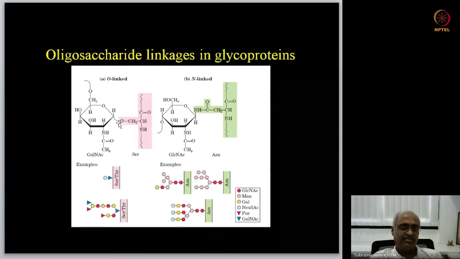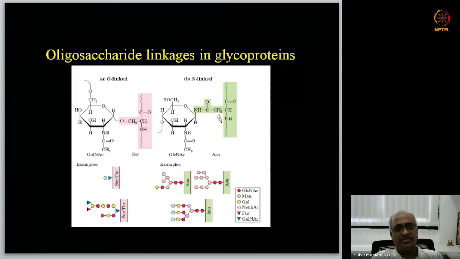On the other hand, N-linked ones have the amide group of the asparagine side chain. Asparagine has CH2, CONH2, and that is in linkage with the anomeric carbon. Here you have N-acetyl glucosamine. It need not be this particular carbohydrate moiety alone. It could be any, but the point is this is an N linkage via asparagine. Here it is O linkage via serine or threonine. These are the kinds of linkages that we see in glycoproteins.